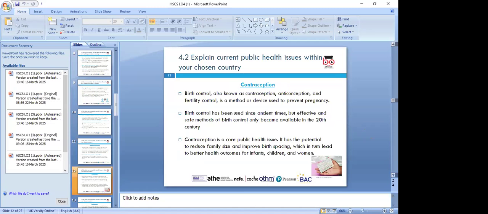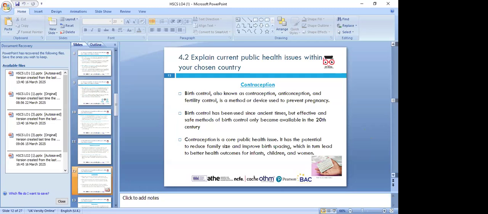Contraception. Okay, let's look at contraception. It deals with birth control, also known as contraception, anti-conception, fertility control. It's a method or device used to prevent pregnancy. Birth control has been used since ancient times, but effective and safe methods of birth control only became available in the 20th century. Contraception is one of the core public health issues.